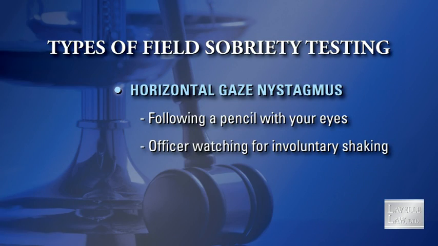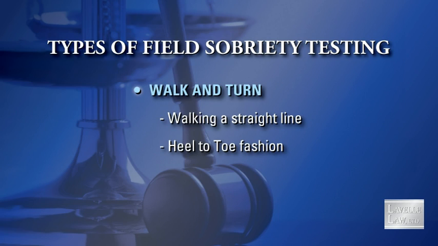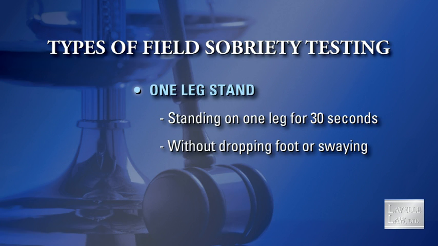Those tests are as follows. First is a horizontal gaze nystagmus test. This is a test where the officer is looking for involuntary shaking or jerking of the eyes. The second test is a walk and turn test. You will be asked to take 9 steps in a heel-to-toe fashion while maintaining your balance along a straight line. The third standardized test is a one-leg stand test. You'll be asked to perform standing on one leg for 30 seconds without putting your foot down or without swaying from side to side.